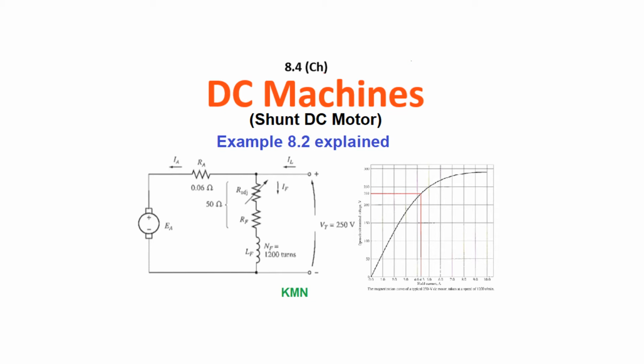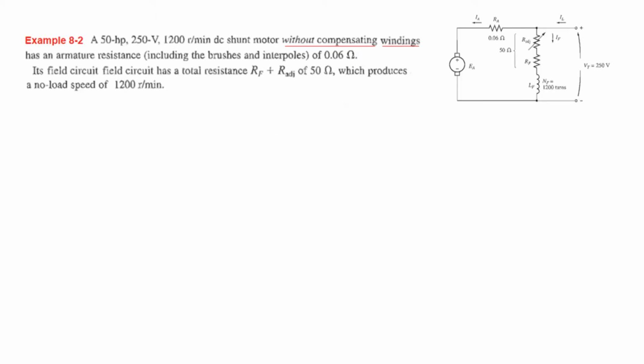Bismillahirrahmanirrahim. In this video, we'll explain example number 8.2 given in chapter 8 of the book. Let's see. Example 8.2: a 50 HP, 250 volt, 1200 revolutions per minute DC shunt motor without compensating winding.